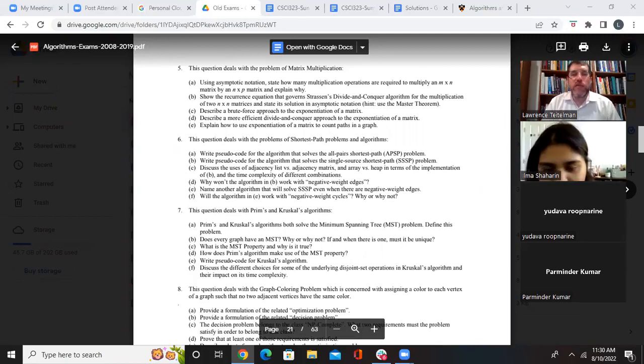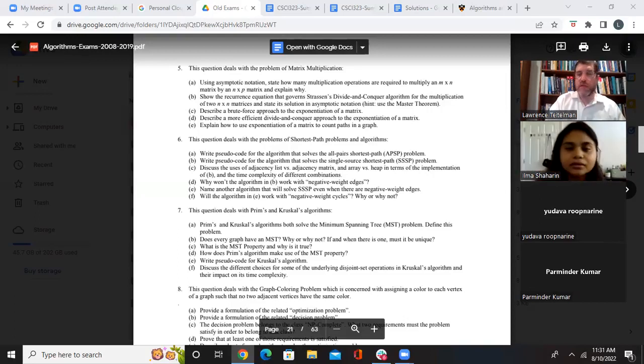Describe a brute force approach to the exponentiation of a matrix. All right, so what do we do? Well, we take the matrix and multiply by the matrix. That takes n cubed time, assuming it's an n by n. And then we multiply that again, which takes another n cubed. If I do that p times, it's going to be n cubed times p, right?